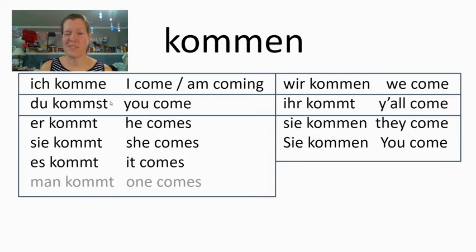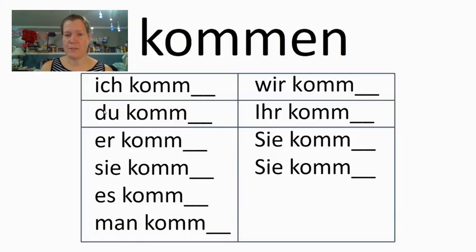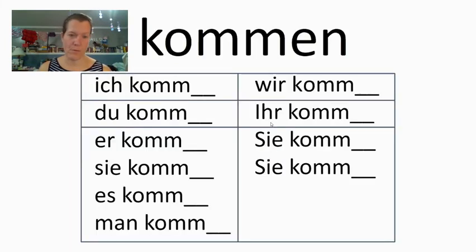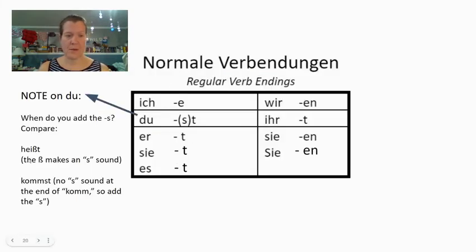Look at this du form. Kommst. And there's an ST on it. But if we looked up at heißt with the du form, there was not an ST. There's just a T. Okay, so the du form sometimes takes an ST and sometimes takes a T. How do you know? Well, if the stem of the verb, this KOMM or whatever it is, has an S sound at the end, then you don't add the S because it already has that S sound. Okay, so heißt, here we go. The ß makes the S sound, so you just add the T. But kommst, at the end of komm, there's no S sound, so you add the ST. Most verbs will take ST. Matter of fact, you can almost take the parentheses off of that and just say the du takes ST.